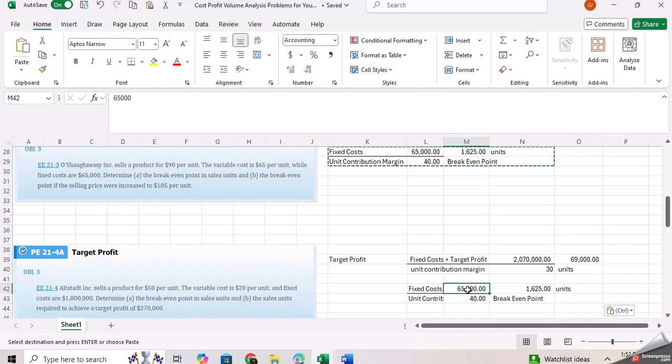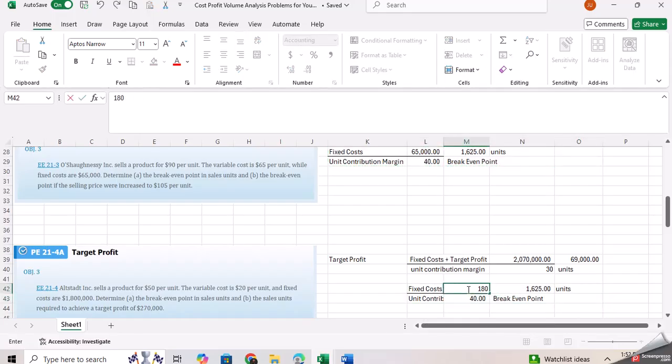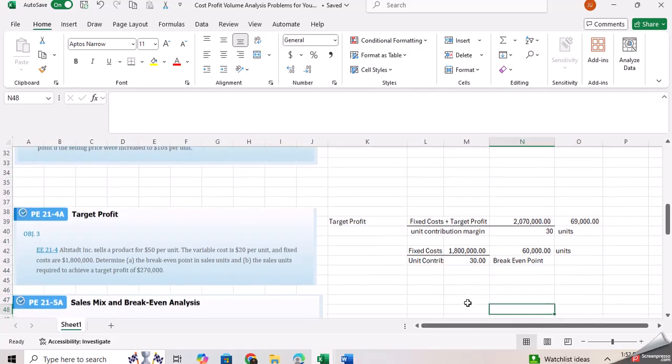Then we'll change our numbers. So again, our fixed costs are 1,800,000. Our unit contribution margin is the $30 that we calculated above. So then we'd have to sell 60,000 units to break even. 69,000 for our targeted profit, 60,000 to break even.